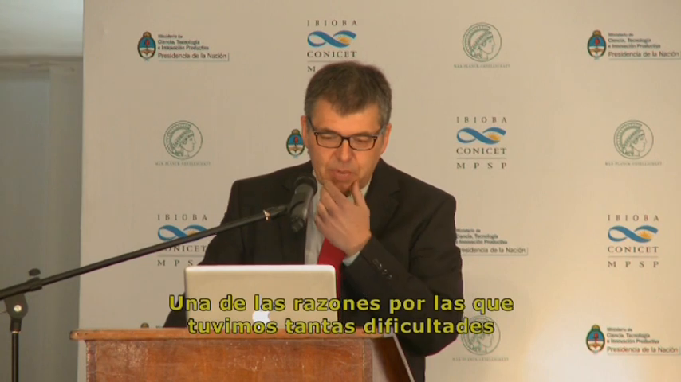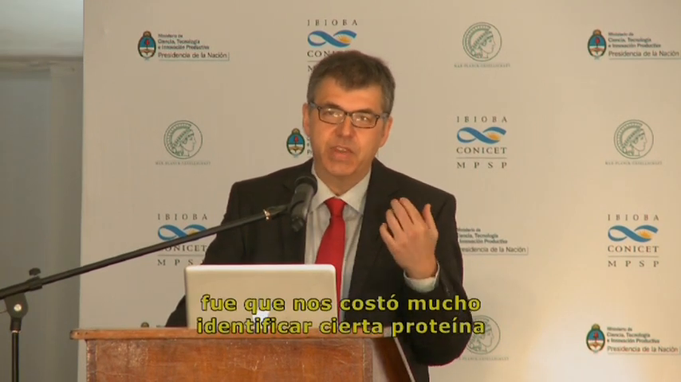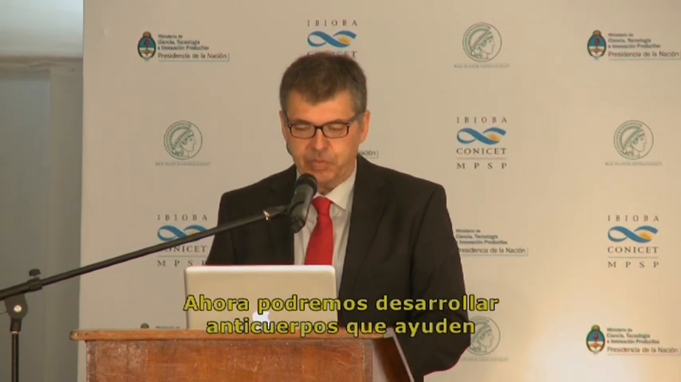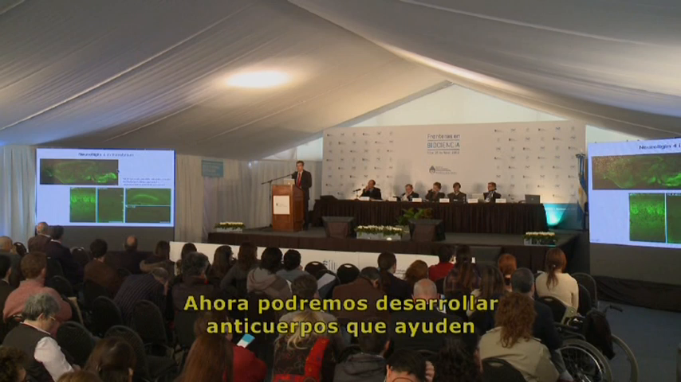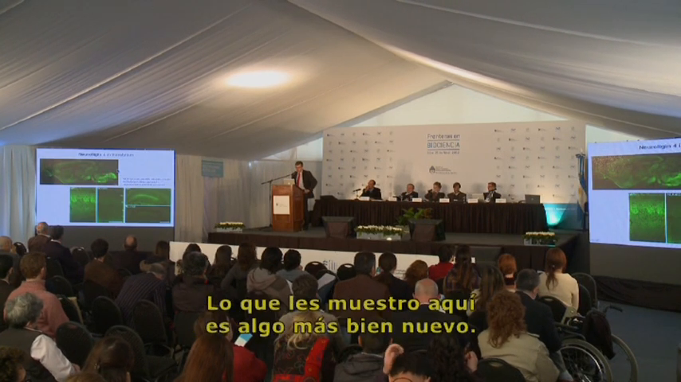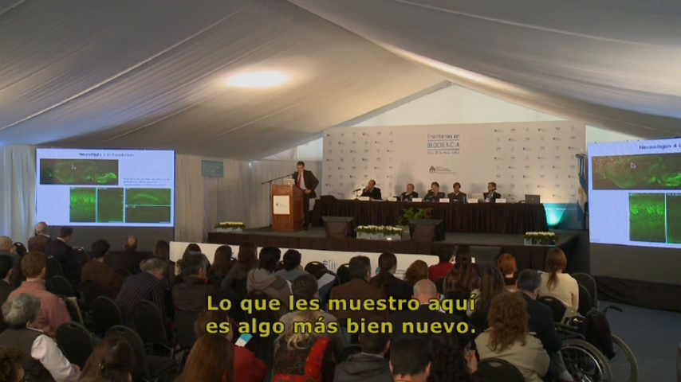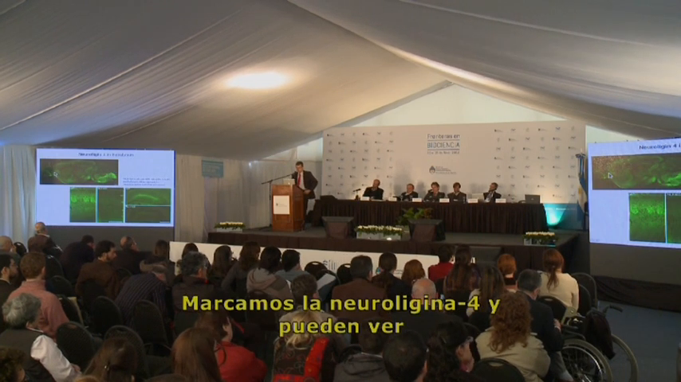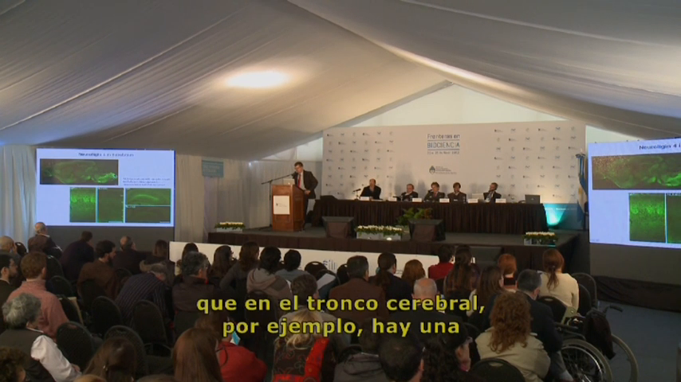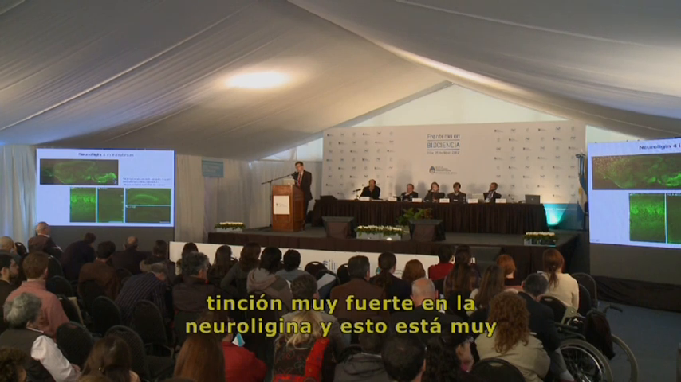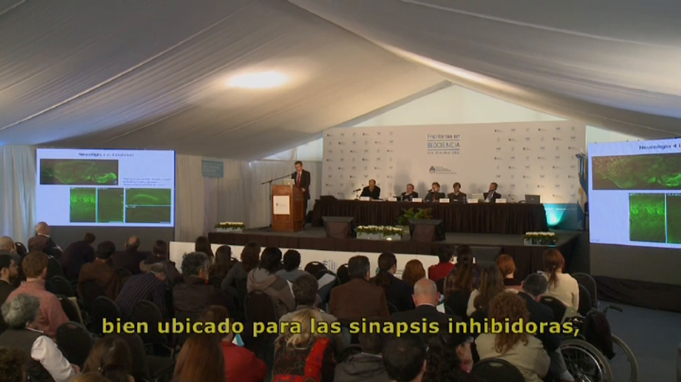And one of the reasons why we had such difficulties was that we had very great difficulties in detecting the protein in other parts of the brain in the first place. Only recently were we able to generate antibodies that helped in solving this problem, at least to a certain degree. What I'm showing you here are rather new immunostainings of a mouse brain labeled for neuroligin 4. You see that in the brainstem, for example, there's very strong neuroligin 4 staining, and here it is very nicely localized to inhibitory synapses.